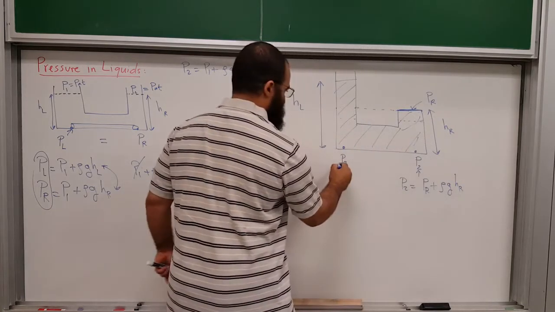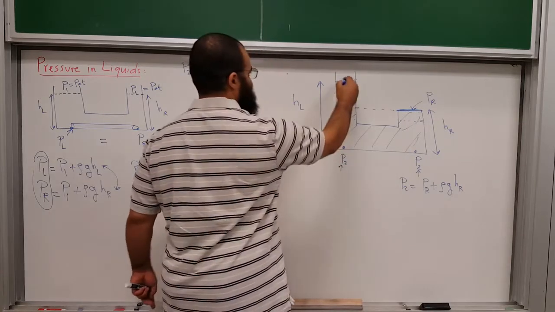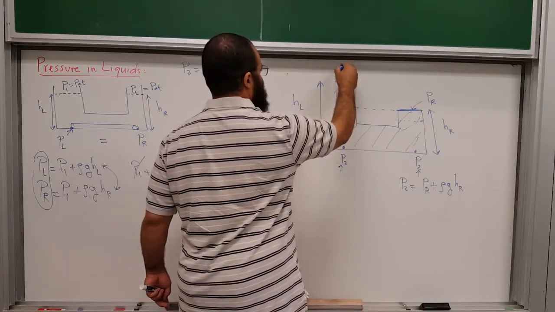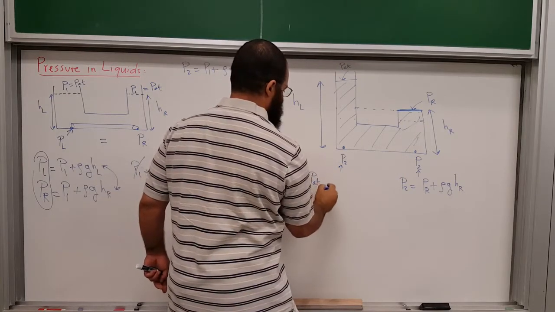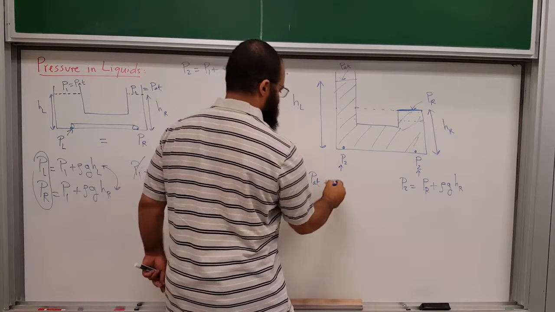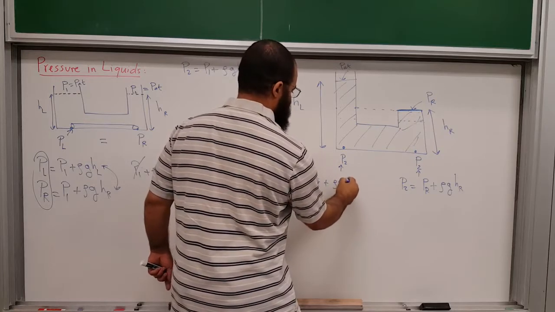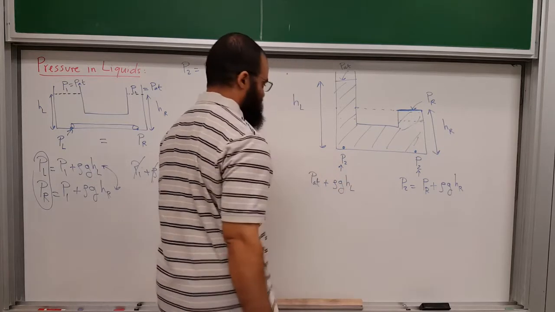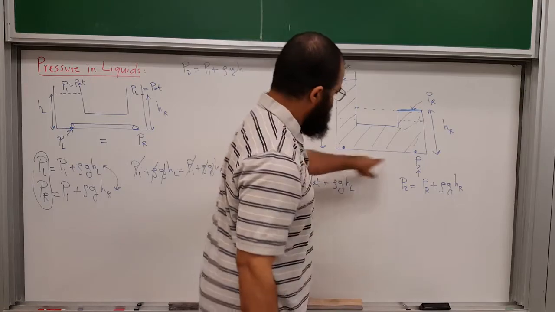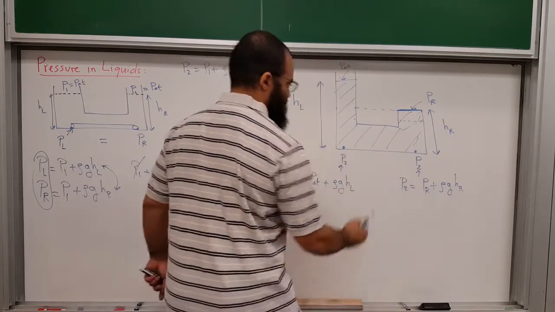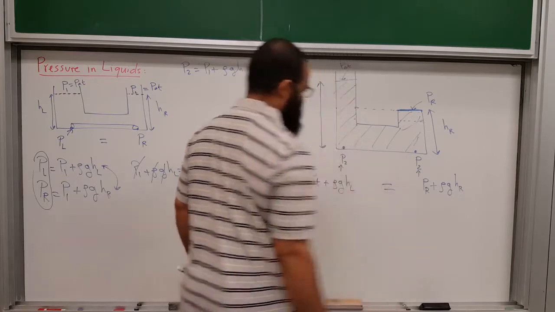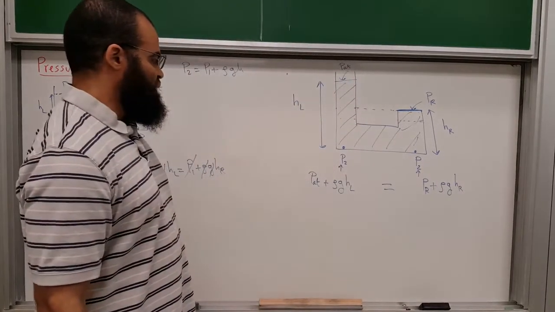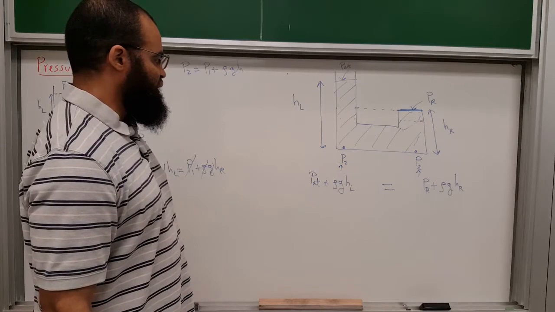How about here? Well, that's the pressure here, that's P atmospheric, plus rho GH on the left. Okay? But P2 has to equal P2. I drew P2 here, so that's P2. So these have to be equal to each other. Okay? They have to be equal to each other.